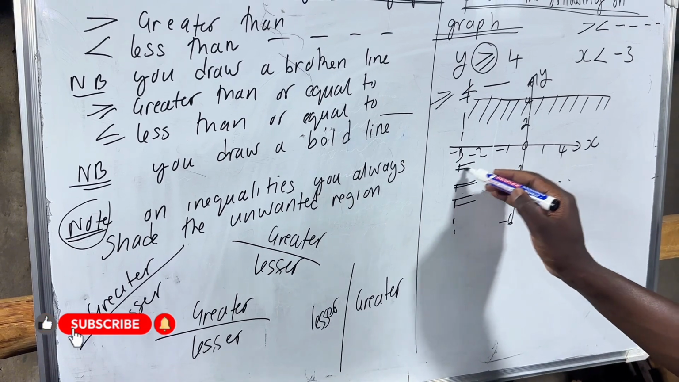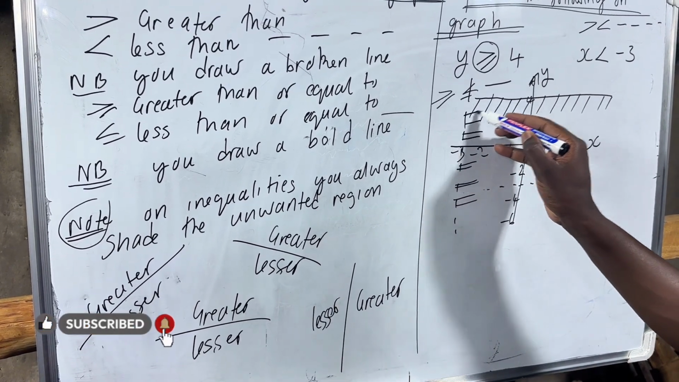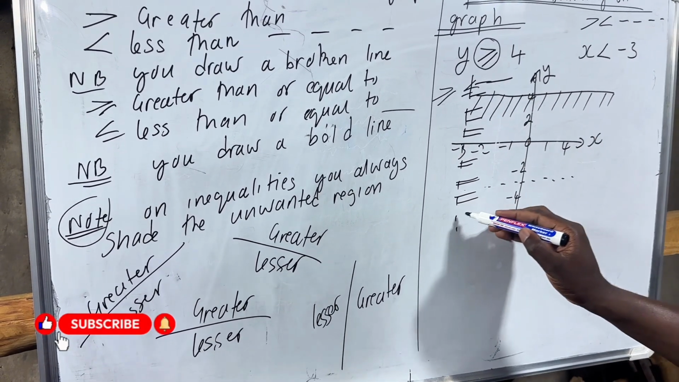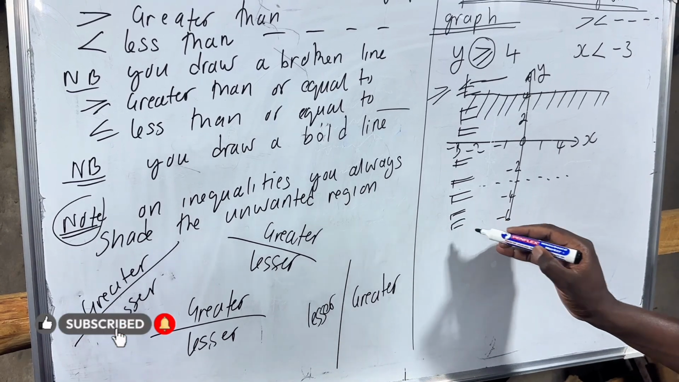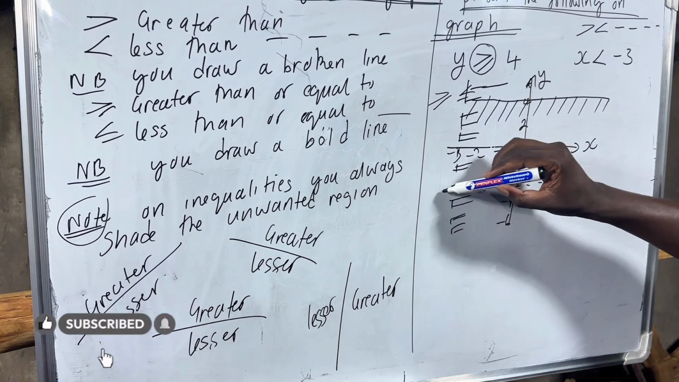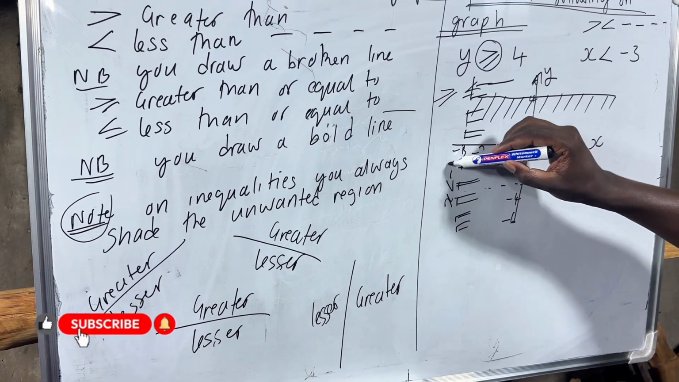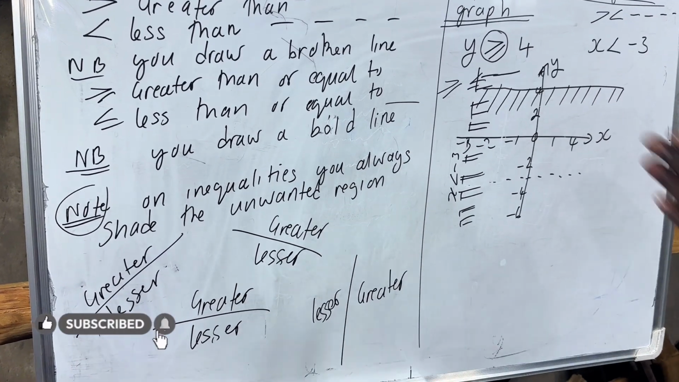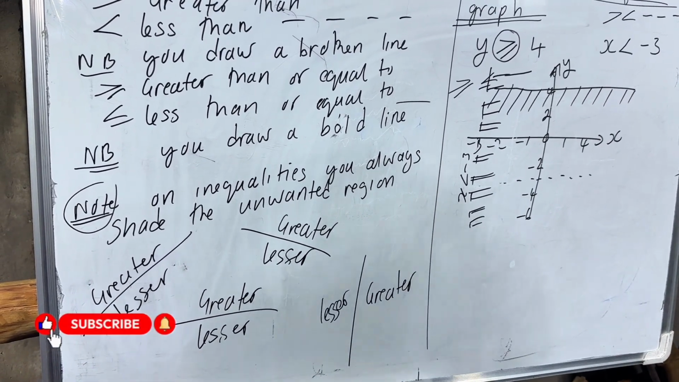Greater than, less than. So we are doing the opposite. So this is x is less than minus 3. So on inequalities, you always shade the unwanted region.